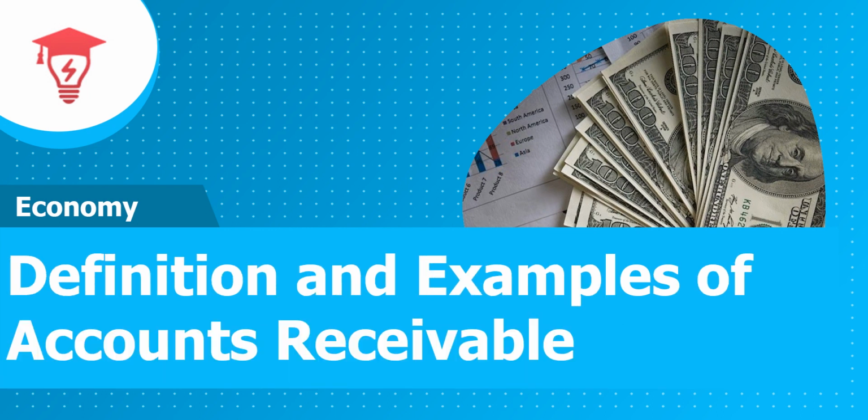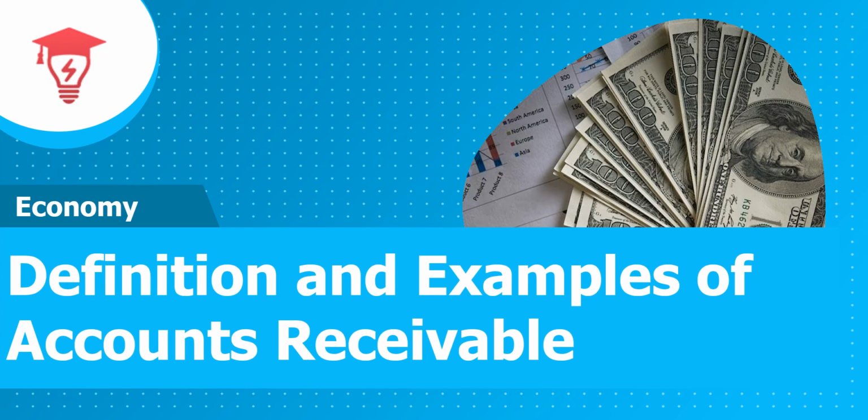Definition and examples of accounts receivable. Accounts receivable is the balance owed by customers to a business for goods and services that the latter has sold or provided on credit. In other words, any money that a business has a right to collect as payment is listed as accounts receivable. Alternate name: unpaid invoice, balance due.